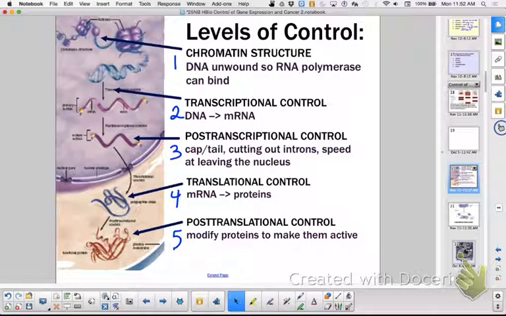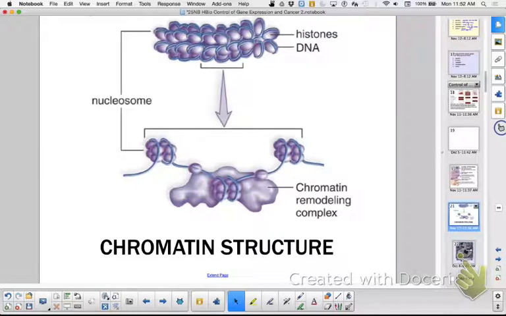Okay, so we are going to start with the first level of control, and that is: is the DNA even available? The DNA is wound on what are called histone proteins. If it's all wound up tight, it's not available. If it's unwound, it is available. And that is a normal point of control.